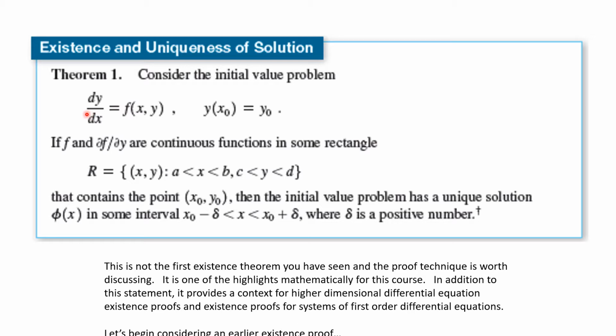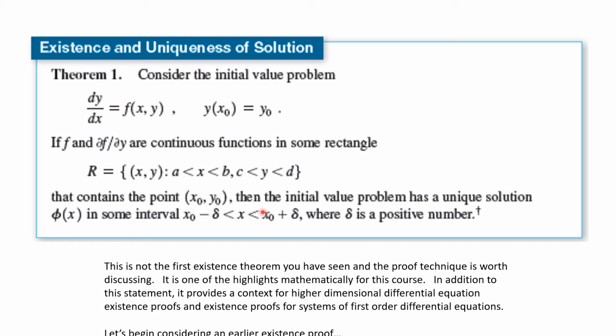So let's state Picard's theorem for the existence and uniqueness of a solution. We consider an initial value problem, dy/dx equals f(x, y), and the initial condition is that y evaluated at x0 is y0. Now the if part of the theorem: if f and the partial of f with respect to y are continuous functions in some rectangle R, and you can see that it is a rectangle because x runs from a to b and y runs from c to d, that contains the point (x0, y0). So (x0, y0) has to be within the rectangle.